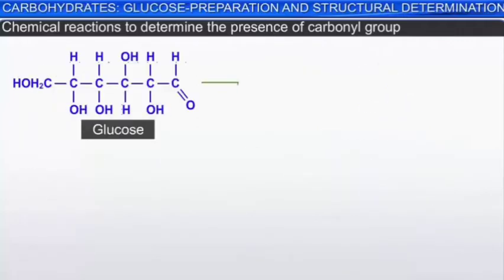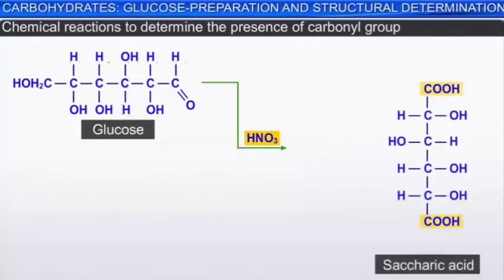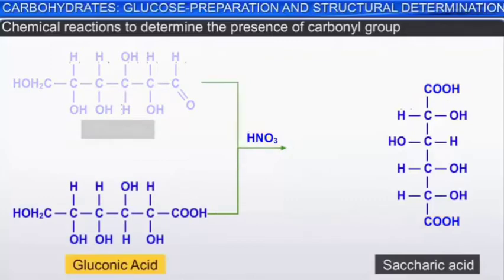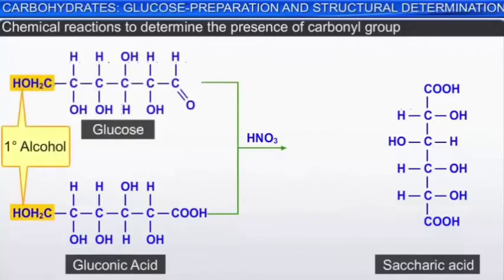The oxidation of glucose with nitric acid, a strong oxidizing agent, yields a dicarboxylic acid called saccharic acid. Gluconic acid also forms saccharic acid under these conditions. These reactions indicate the presence of a primary alcoholic group.